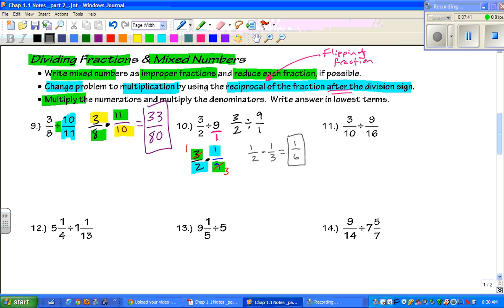Okay. Now, the key thing here is to only flip after the division sign. Okay?